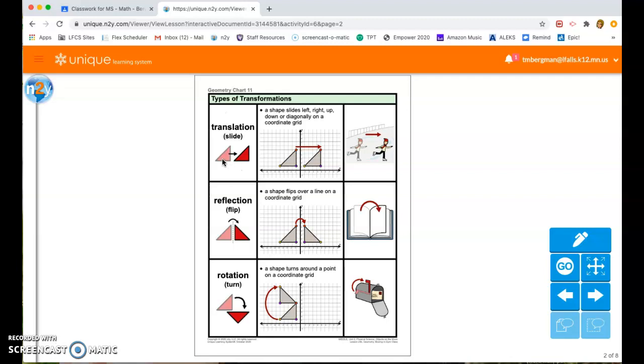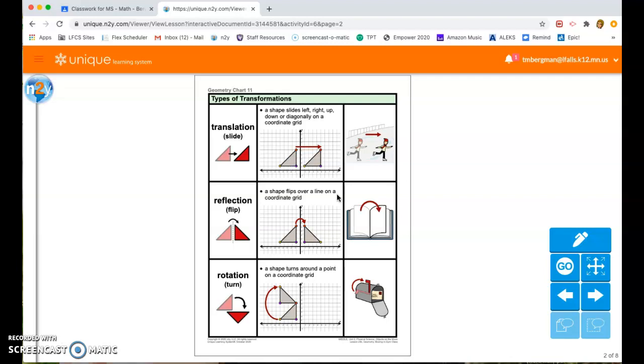All right, so remember one, the translation or the slide. We called it a slide. It's easier for us to remember. Remember this picture of an ice skater. The shape is simply slid to another spot, okay? So it can slide left, right, up, down, or diagonally. Anywhere it goes, all these coordinates stay the same distance from each other, and it just slides, okay? Remember, it can slide over all these different ways, but the shape does not change.